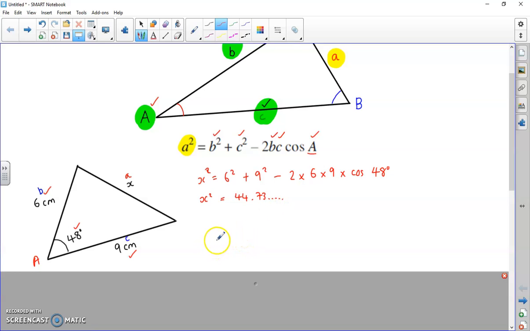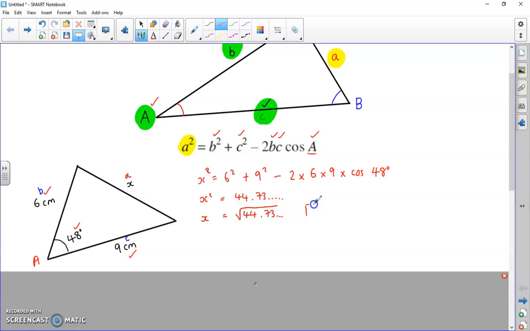I mean, 44 does seem a bit ridiculous for the side of a triangle where the other two are 6 and 9. To get rid of the x squared, we need to square root. So on your calculator, we're going to square root that 44.73 number.